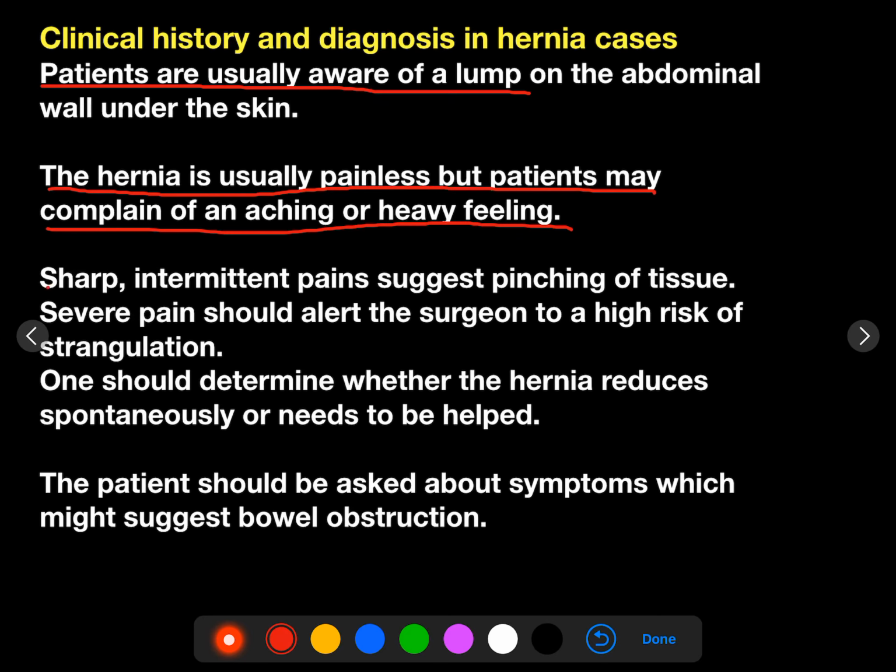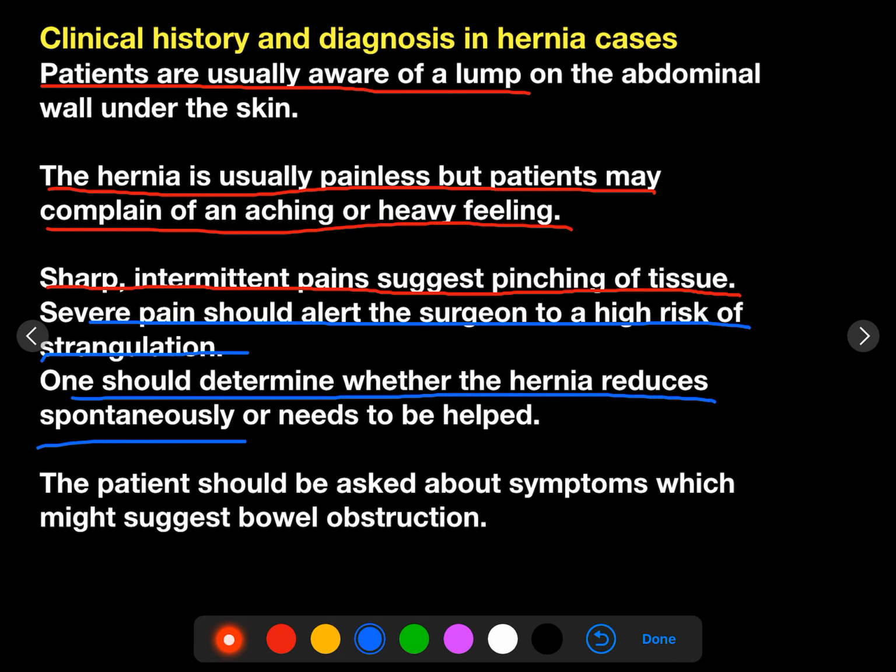Sharp interrupted pains suggest pinching of the tissue, so the tissue is inside the hernia. Severe pain should alert the surgeon to a high risk of strangulation. One should determine whether the hernia reduced spontaneously or needed to be helped, meaning the patient can reduce it or he needs help to reduce it. Sometimes he comes to the emergency department and says when it comes back, the senior surgeon on call can reduce it.